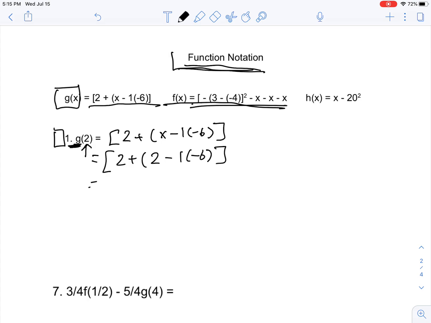There you go. Now, what do you do first? Negative 1 times negative 6. Well, let's just plus 6. So 2 plus 6 plus 2. 6 plus 2 is just 8. Plus 2 is 10.